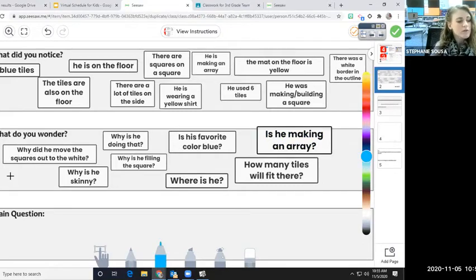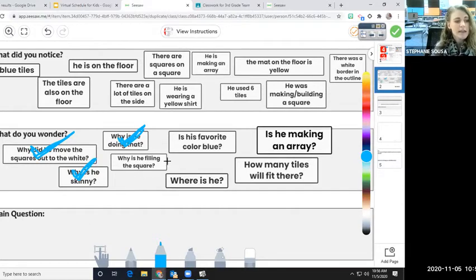Why did he move the squares out to the white? Because he wanted to make an area model that was larger. So that's why he moved them. Why is he doing that? He wanted to create a math challenge for students at a school. So that is the reason he is creating that design. Why is he skinny? Graham would be very happy to hear you say that. He has been working out quite a bit.